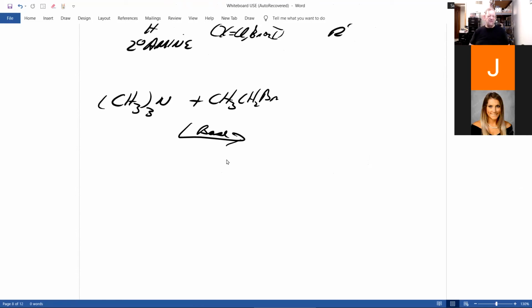If we look at the following, what would be the product or products of the following? And the answer is, let's find out what's different. Oh, look, don't forget there are 3 methyl groups on that nitrogen. So this is a tertiary amine where all R prime and R double prime are methyls. Ooh, carbon-carbon halogen, an alkyl halide.